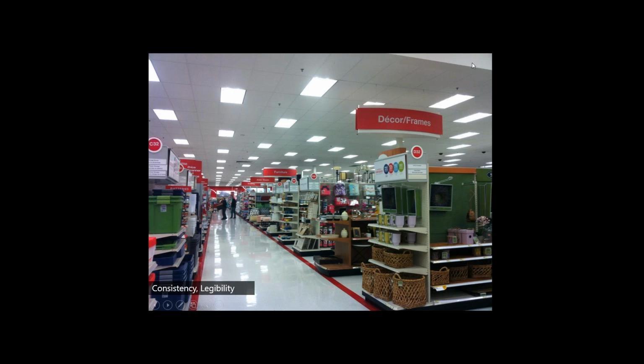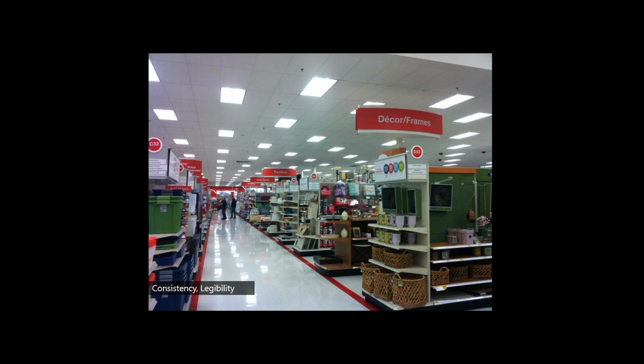So Target does a really, really good job with consistency. They've got the red and white and a similar typeface throughout all of their signs. So you know if you want to find the furniture section, the signage is going to be in the same place on the ceiling, and you're looking for the color red, and you'll be able to find where it is that you need to go next.